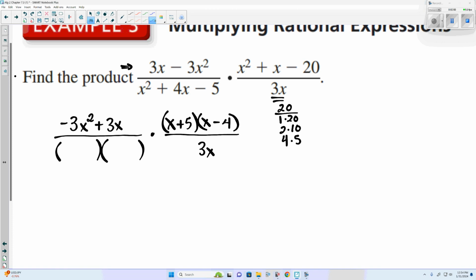Now we can check to make sure that this does work. So our x times negative 4 would be negative 4x. Our 5 times x would be plus 5x. And our negative 4x plus 5x would be a positive 1x, which is indeed the middle term we wanted.